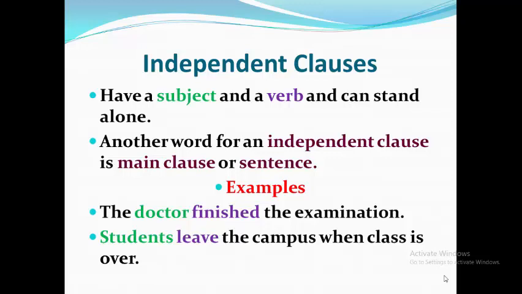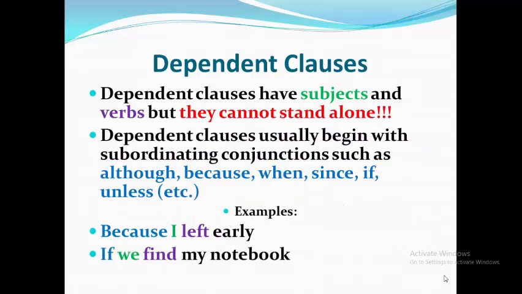This is also an independent clause. Why? Because they can stand alone. So if they can stand alone, no need for any other sentence. This is called independent clause. Dependent clause, the dependent clause actually has subjects and verbs, but they cannot stand alone. So the dependent clause, like the independent clause, they both have a subject and a verb. But the main difference is that the independent clause can stand alone, but the dependent clause cannot stand alone.